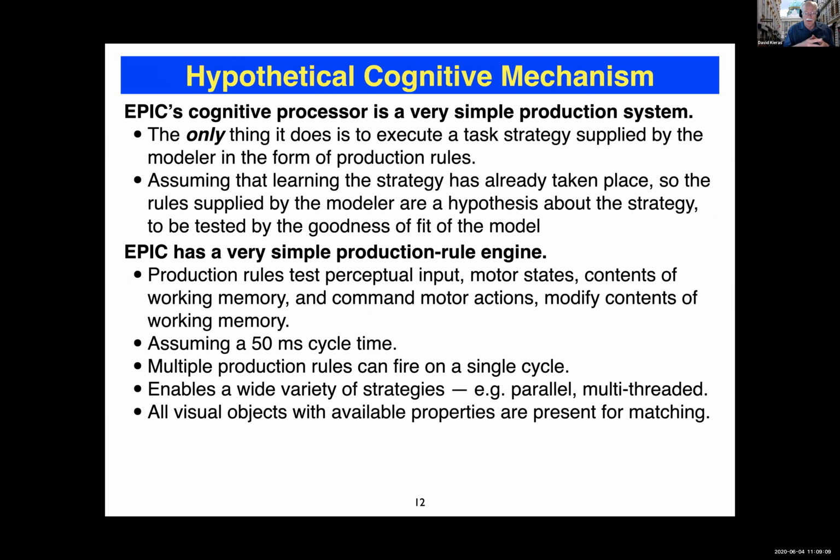The hypothetical cognitive mechanism is EPIC's cognitive processor. It's a very simple production system. The only thing it does is to execute a task strategy supplied by the model in the form of production rules, assuming that learning the strategy has already taken place. And we'll see how well this strategy concept fits by the goodness of fit of the model. So EPIC has a very simple production rule engine. I won't say more about it at this point.